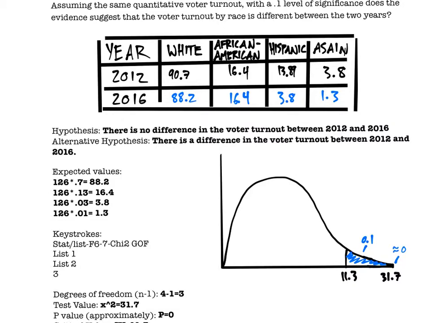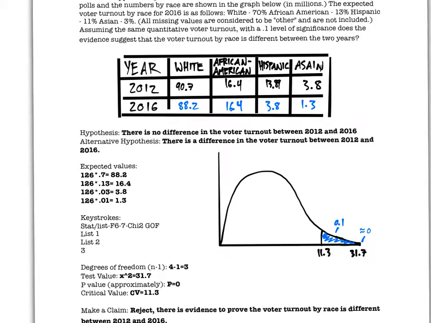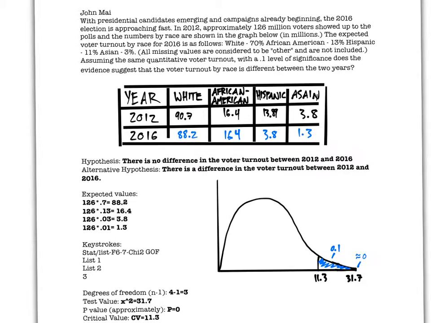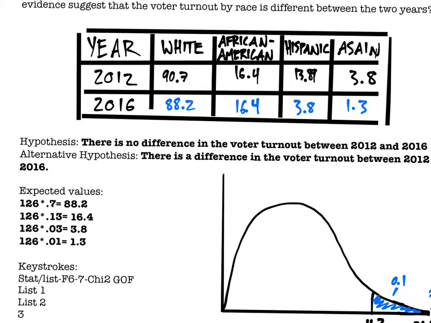Now, when I did this problem, I used both p-value and traditional methods, just because when you put the data into the calculator, it gave you both values, so it was pretty easy to just solve for both of them. To find the expected values, you use the percentages given in the equation and multiply them by 126 million. And then the work for that is shown down here, and then they are put in the graph as well in blue.